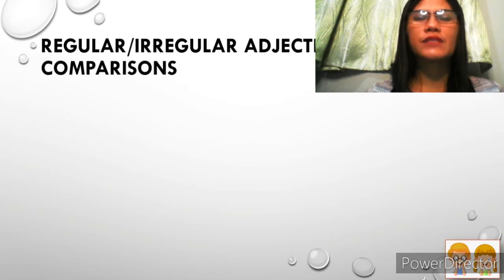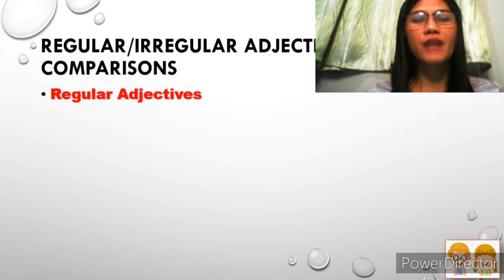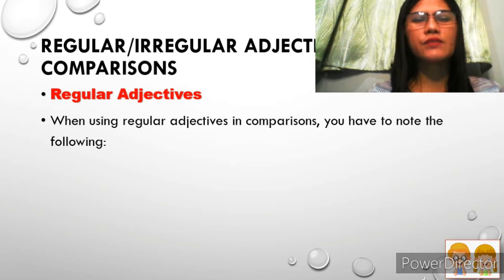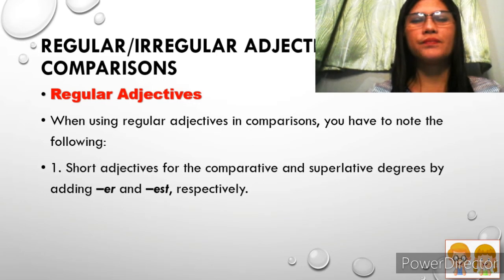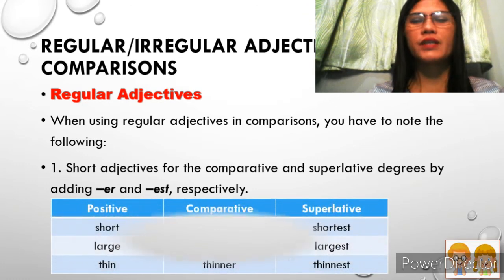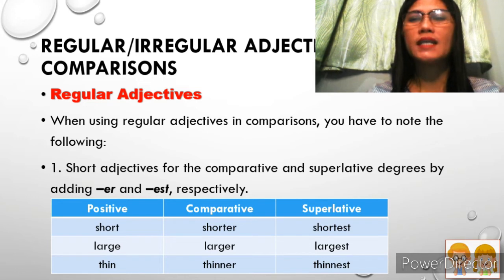Regular and irregular adjectives and comparisons. First, we have regular adjectives. In regular adjectives, you have to note the following. Number 1, for short adjectives, for the comparative and superlative degrees, you add er and est respectively. For example, in the positive form, you have the adjective short. In the comparative, you add er, shorter. And in the superlative, you add est, so that becomes shortest. Other examples: large, larger, largest, thin, thinner, thinnest.